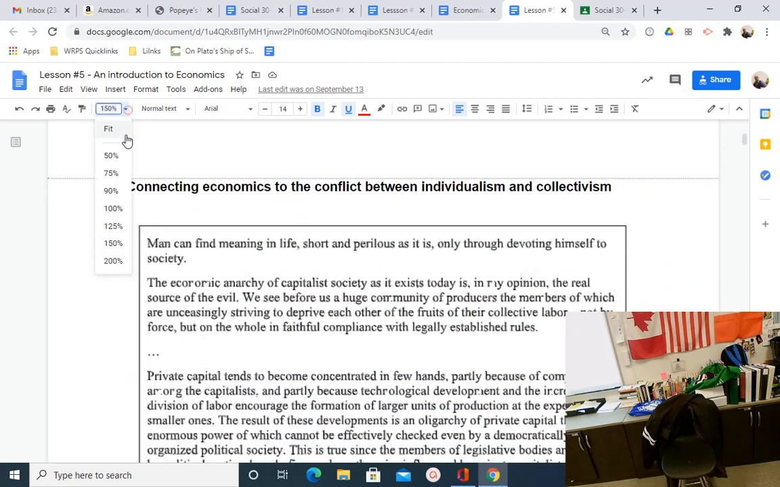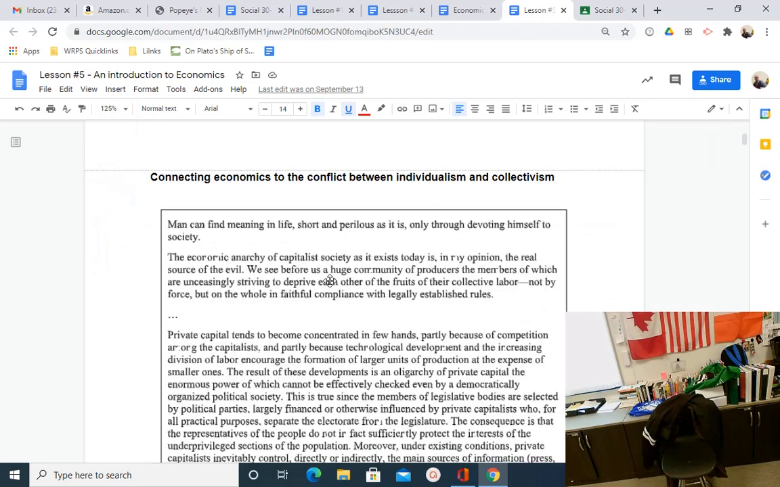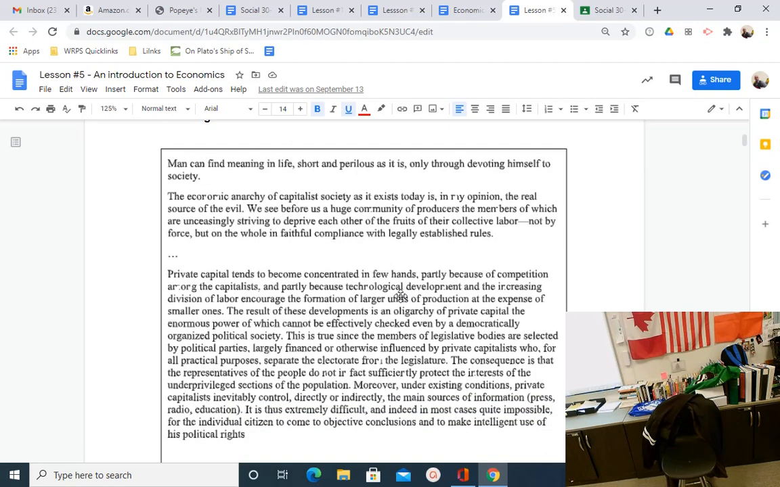So what else do we have here in the economic unit? It gives us a chance to further contrast individualism and collectivism and see the conflict between those. "Man can find meaning in life, short and perilous as it is, only through devoting himself to society." That first sentence makes me think, oh, this is collectivism. I live for others. "The economic anarchy of capitalist society as it exists today is, in my opinion, the real source of the evil." Okay, now it's clearly anti-capitalism, right?